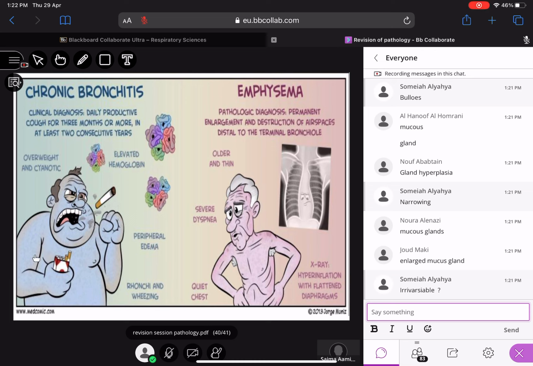Okay, so just a comparison between chronic bronchitis and emphysema. Look at this guy. He's a blue bloater. He's smoking all the time. And why is there elevated hemoglobin in this guy?